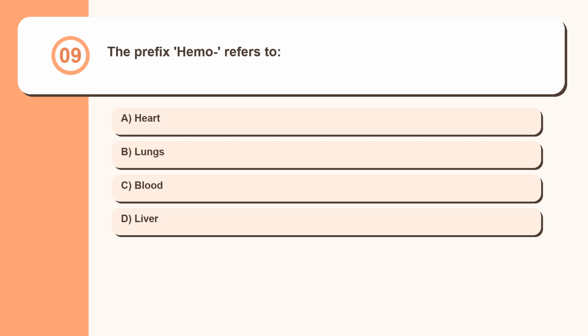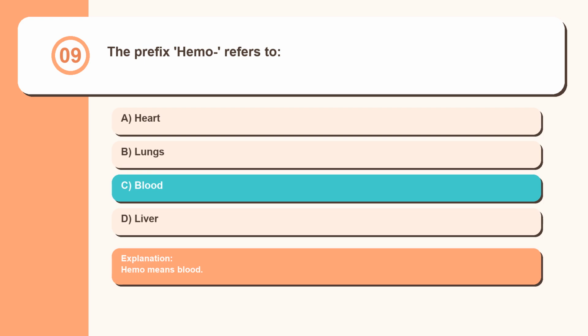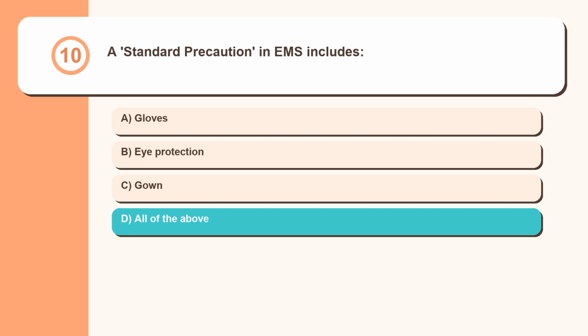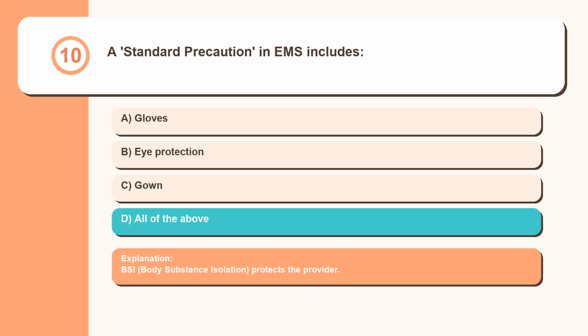Question 9. The prefix HEMA- refers to: heart, lungs, blood, liver. Hema means blood. Question 10. A standard precaution in EMS includes: gloves, eye protection, gown, all of the above. BSI, body substance isolation, protects the provider.